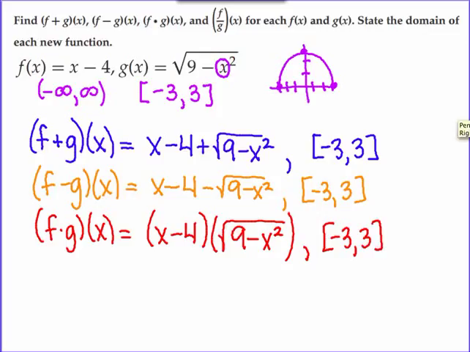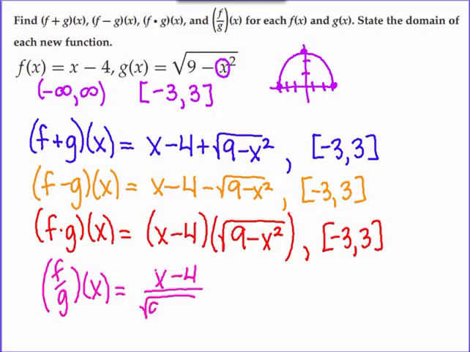And last but not least, f over g of x. Yep, x minus 4 over this. Can you do any simplifying? No. Now we've got some problems, because the bottom can't equal 0. Where does the bottom equal 0? Negative 3 and 3. So the bottom equals 0 there.